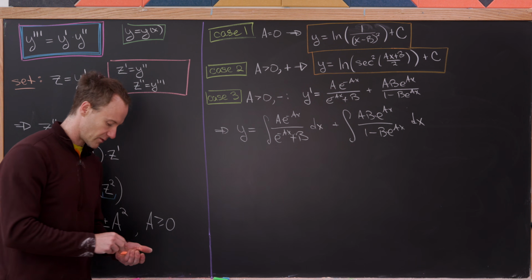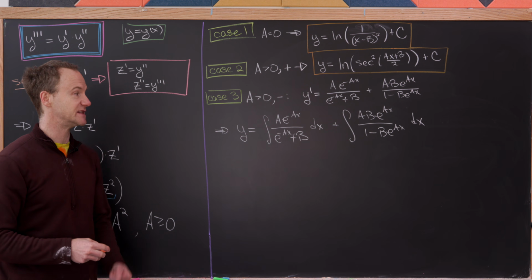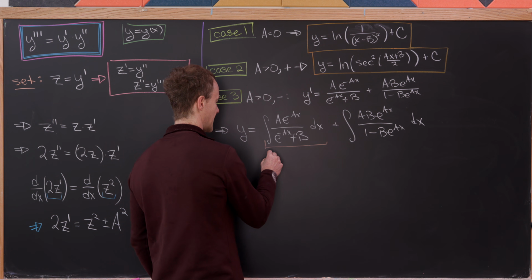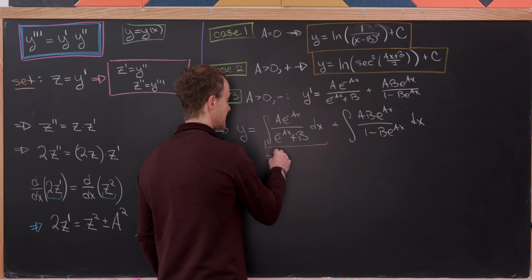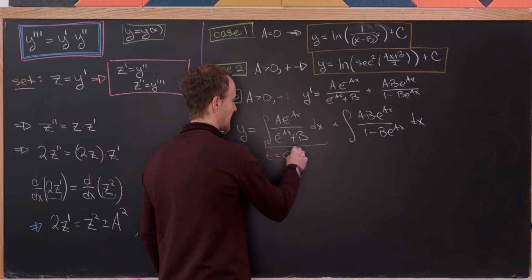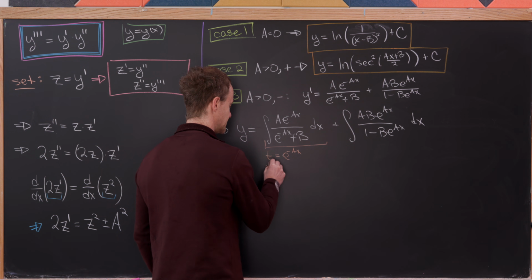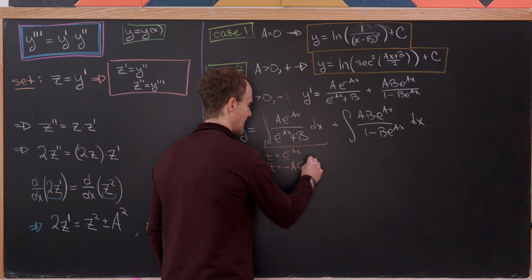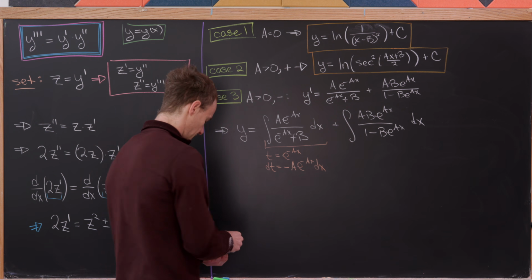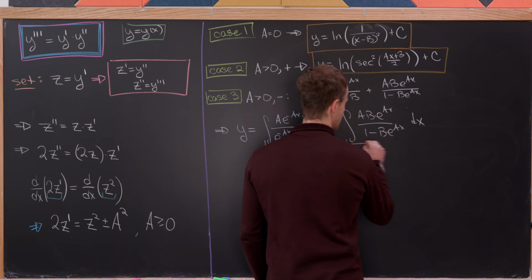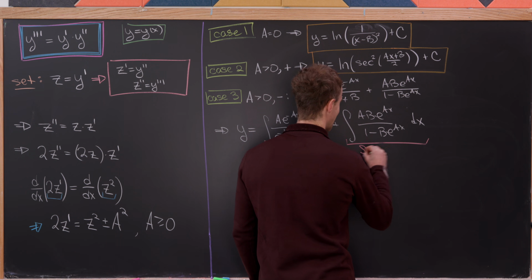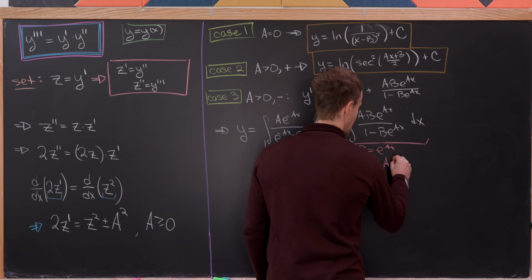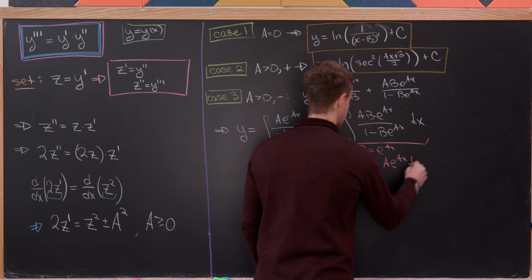And now I'm going to perform a substitution on each of these, and it'll be a different substitution. So for this first one, I'll set maybe t equal to e to the minus ax. So that's going to make dt equal minus a times e to the minus ax dx. And then for this second one, I'll maybe use s equal to e to the ax. That makes ds equal to a e to the ax dx.